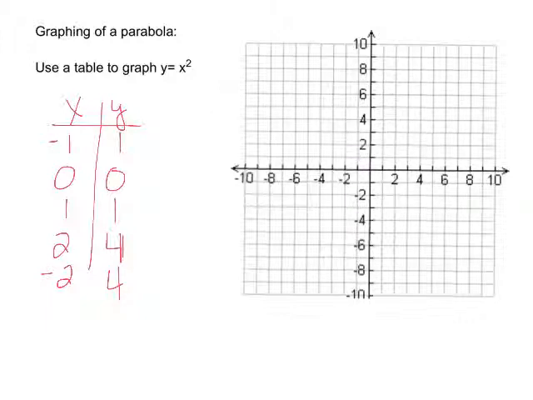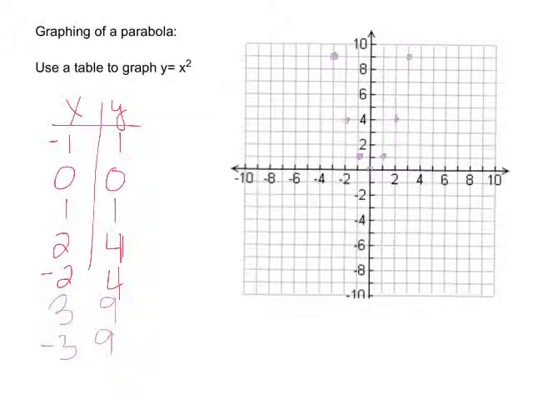I want my points to look pretty good on the graph. And then I'm going to have 0, 0, and I'm going to get 1, 1. And then I have 2, 4, -2, 4. And even if I did 3 and -3, 3 squared would be 9, and -3 would give me 9. And so then I can go 3 to 9, and -3 to 9.